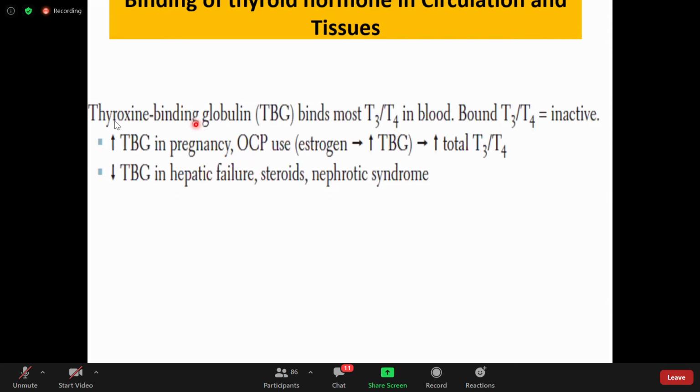These are some things which USMLE Step 1 people really like to ask. They want to know what happens in pregnancy to the thyroid binding globulin, what happens to the total levels of the thyroid hormones, what happens to the thyroid hormones in hepatic failure, those types of questions. So you need to know about them.